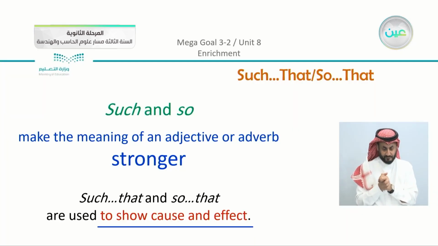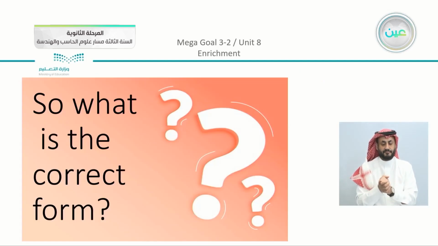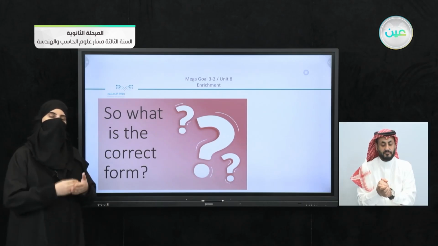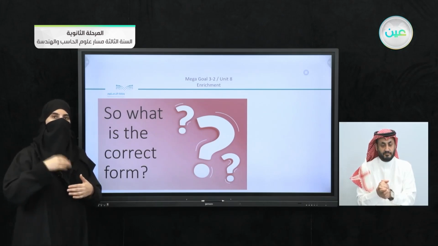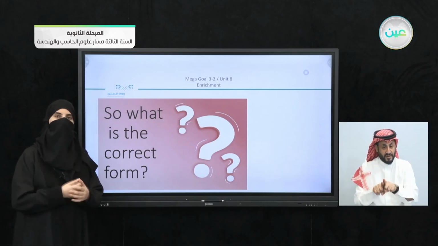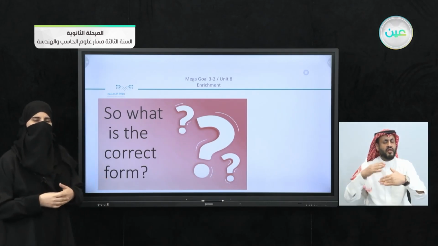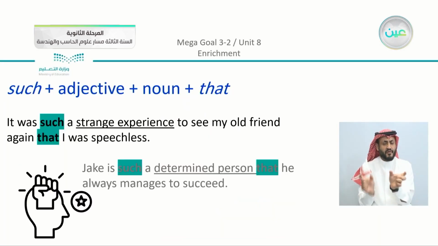Such that and so that are used to show cause and effect. Now, this is one thing that we studied. So what is the correct form? Do you remember what is the correct form? I just mentioned that, of course, so and such do not come after that, or that actually doesn't come after them. So what is the correct form? Do you remember, what did we say about the structure of the sentence?